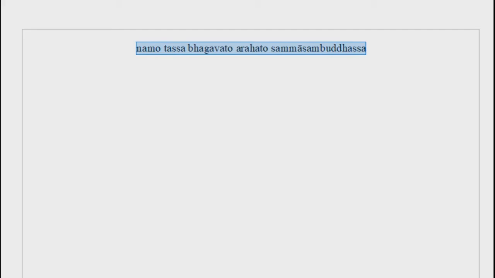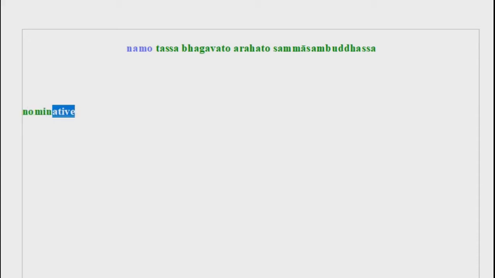So if you're just beginning your Pali journey, this is a good text to start with. And it really divides into two parts here that have been color-coded. The blue is a nominative case noun. The remainder are all words in the dative case.